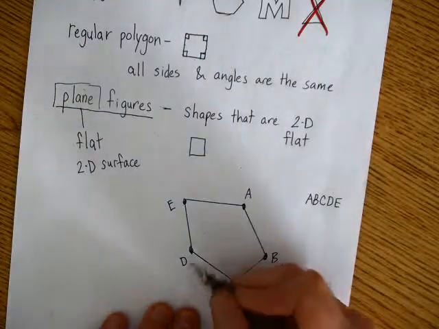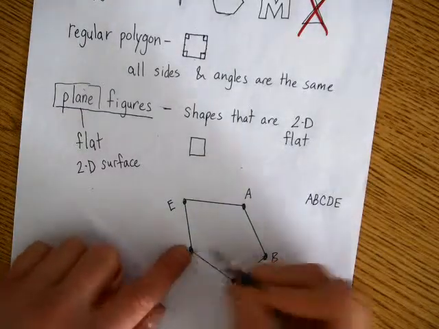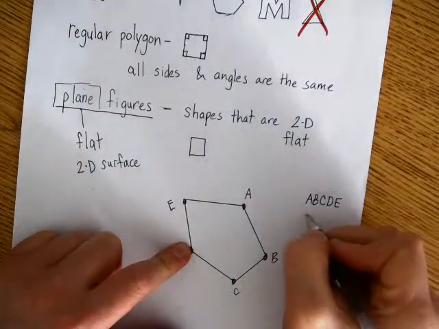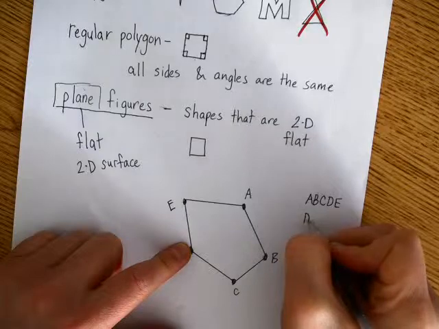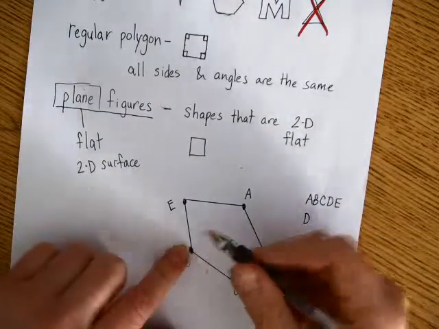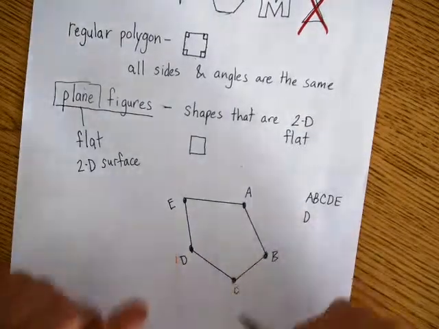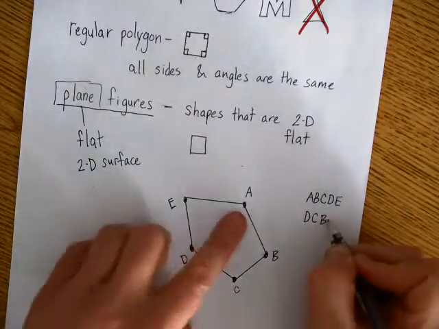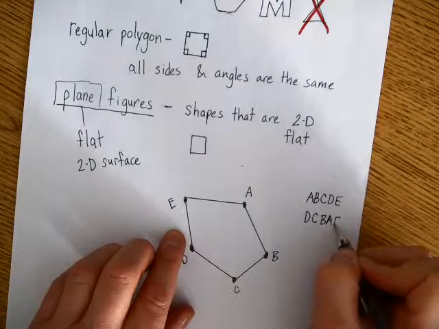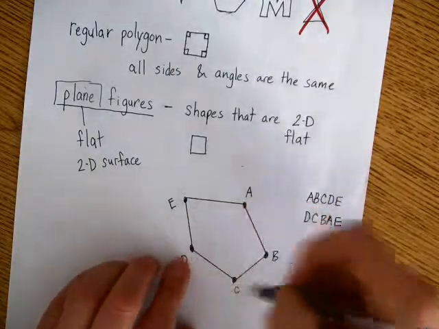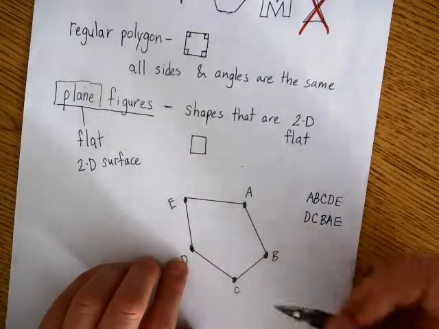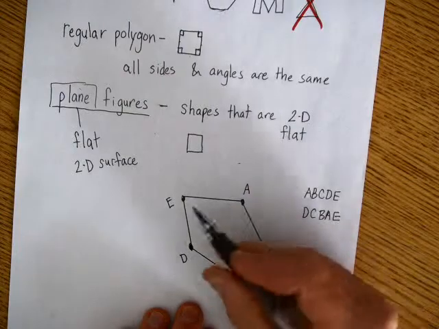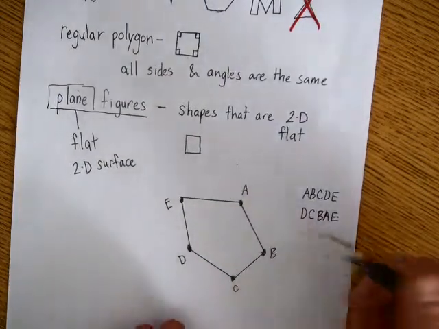Another name for this polygon, let's say we want to start at letter D, and maybe this time I'll go counterclockwise. It doesn't matter which direction, as long as you go to the next letter until you get back to the letter you started at. So I could say this is polygon D, C, B, A, E. So it goes right around without crossing any lines. And so these are some names of the polygons. And I could start at any letter and go in either direction as long as I go directly around.